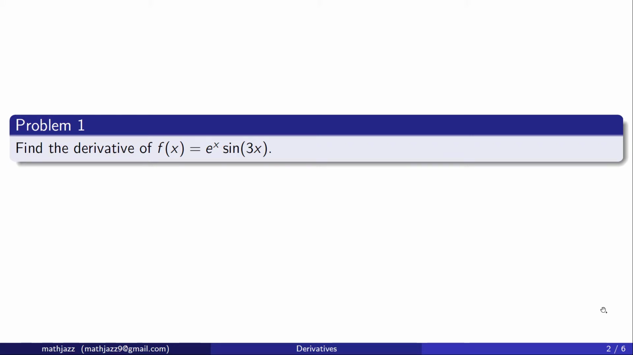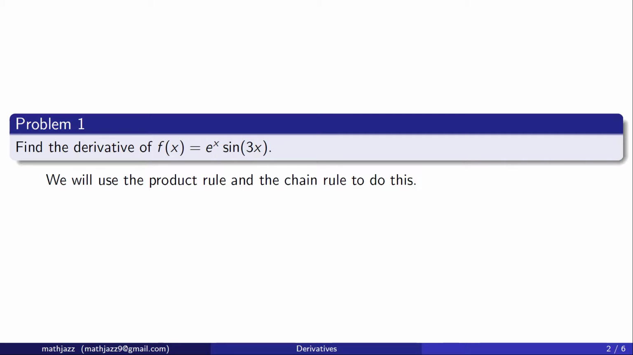Find the derivative of f of x equals e to the x times sine of 3x. We're going to need both the product rule and the chain rule for this, which will be true of this problem and the next one. I guess not all of the problems we'll do today, but we will use the product rule and chain rule to do this problem and the next one.